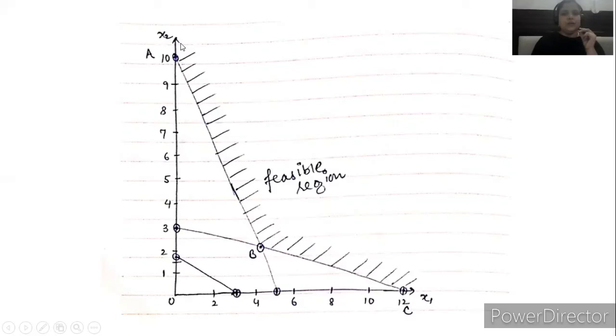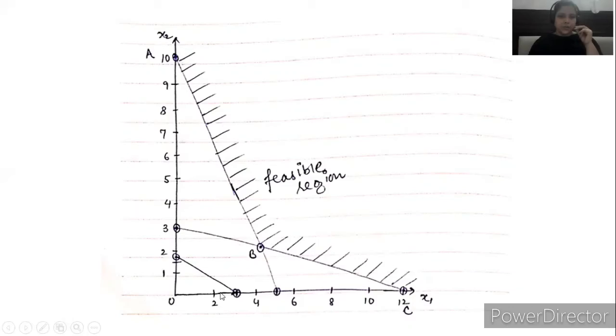Again, there are three corner points A, B and C. We already know the coordinates for A and C. The coordinates of A are 0, 10 and C are 12, 0. We need to find the coordinates of point B. First, we need to know which two constraints intersect at point B.